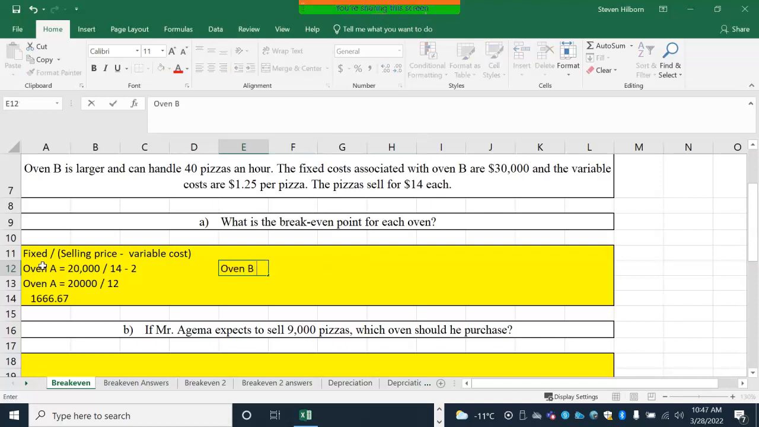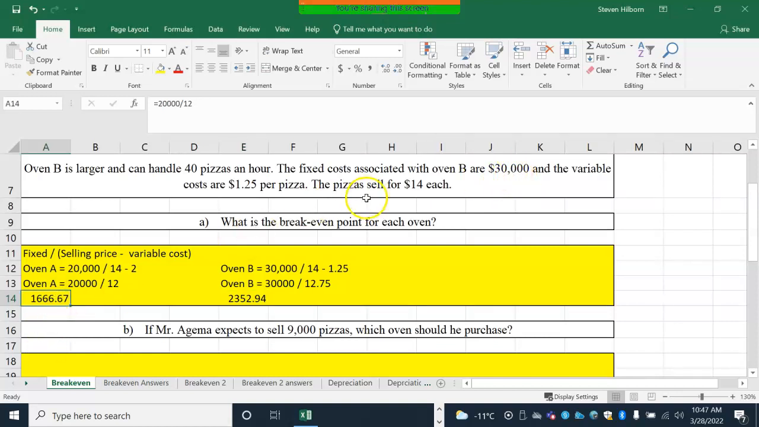So if you want to do oven B, then it's a similar thing where it's $30,000. Now you can do a lot quicker math than what I'm doing. I'm just putting it all out there so you can see it. So it's $14 minus $1.25. Again, oven B will equal $30,000 divided by 12.75, and then our final answer is 30,000 divided by 1,275, which gives 2,352. So that's basically saying we will have to sell 2,352 pizzas in which to pay for a $30,000 oven. Or we have to sell 1,600 to pay for a $20,000 oven.